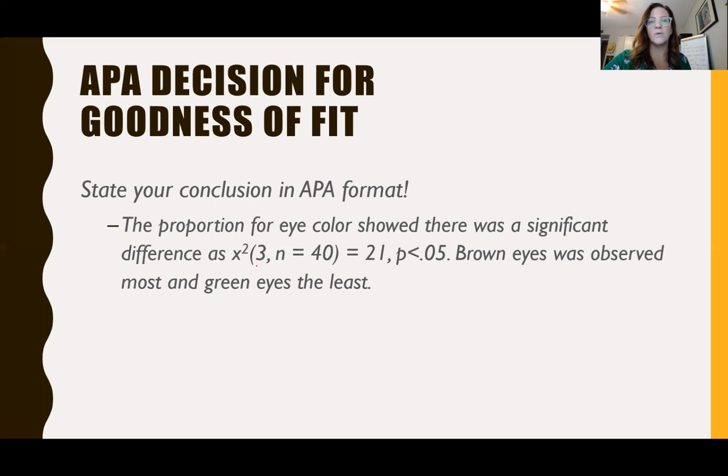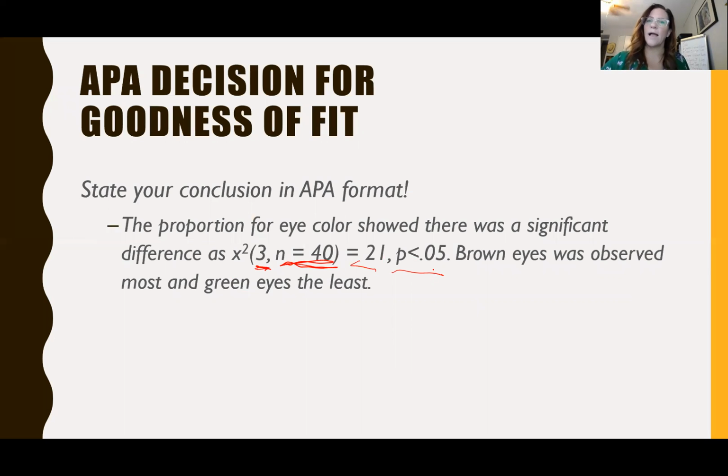Then we have our chi-square. We give our degrees of freedom and we give the total sample size, how many people participated. So it's 3, n equals 40. It could be capital N or lowercase n, either way. And then we give our obtained test statistic, and because it was significant, p is less than 0.05.